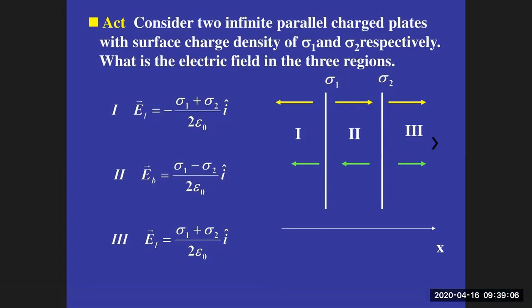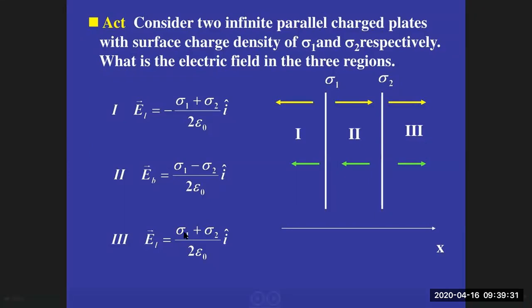And the electric field due to the second plate is also given as sigma 2 upon 2 epsilon naught i cap. Here in both cases i cap is positive because the point lies on the right side of plate 1 and plate 2. Therefore, the electric field due to both plates will be in the same direction, so they add up. And it is along the positive x-axis, that's why it is positive.